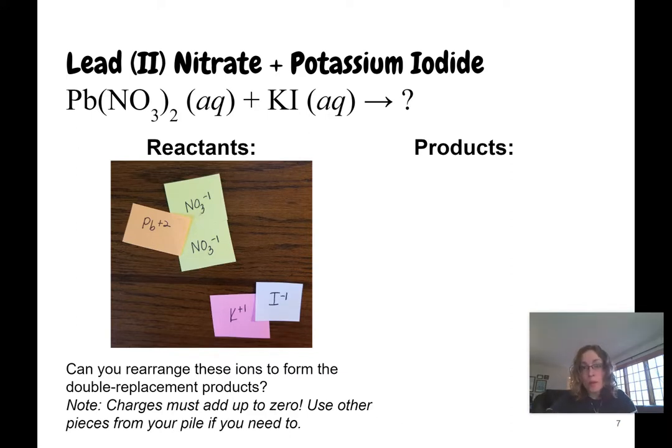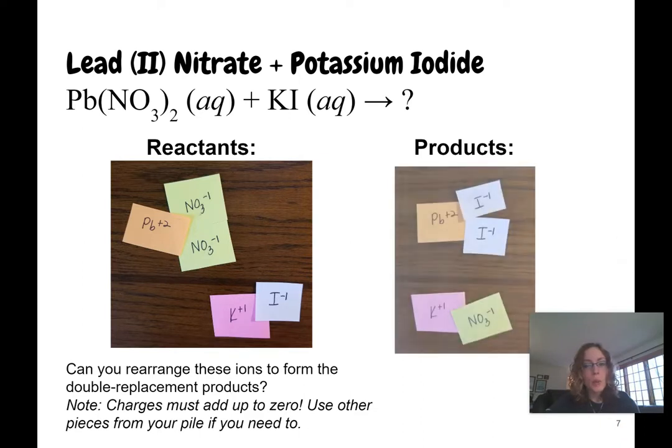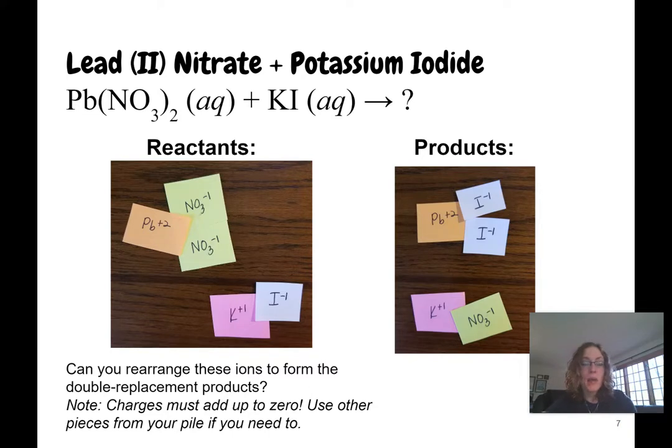All right, hopefully you've played around with it a little bit. If you did rearrange them, you should have put the lead with iodine and the potassium with nitrate, but you needed to get another I-1 from your pile of papers because lead has a +2 charge and I has a -1 charge. So when we look at it right now, we essentially have the unbalanced chemical equation in front of us. We have the correct formulas for the products, but there's not the right number of ions on the 2 sides. There's an iodine ion on the product side that seems like it came out of nowhere. There's a nitrate ion that sort of went missing.